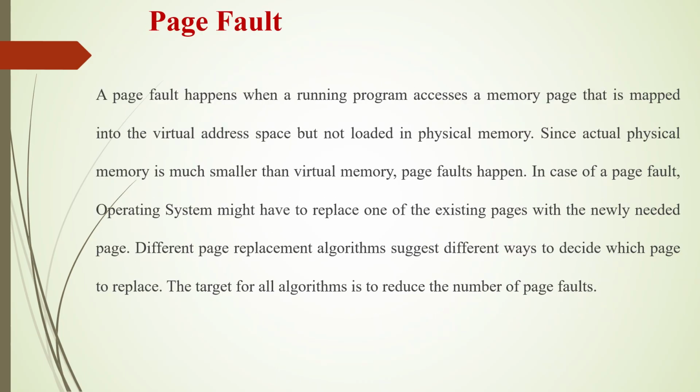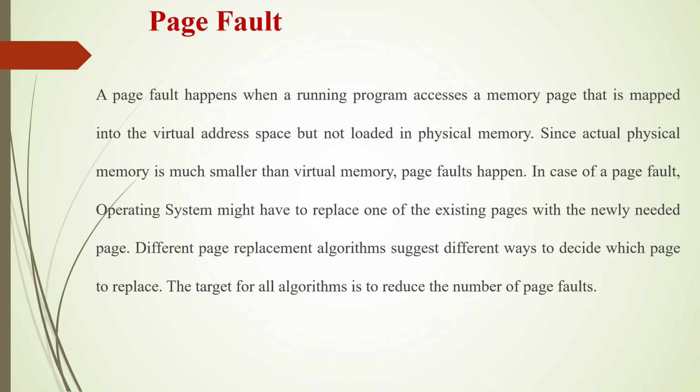A page fault occurs when a running program tries to access a page that is part of virtual memory but is not loaded into physical RAM. Since physical RAM is much smaller than virtual memory, page faults are a normal part of memory management. When a page fault happens, the operating system first checks if the required page is on the secondary storage, such as the hard disk or SSD. If there is free space in the RAM, the page is loaded directly. However, if RAM is full, the operating system replaces an existing page with the required one.